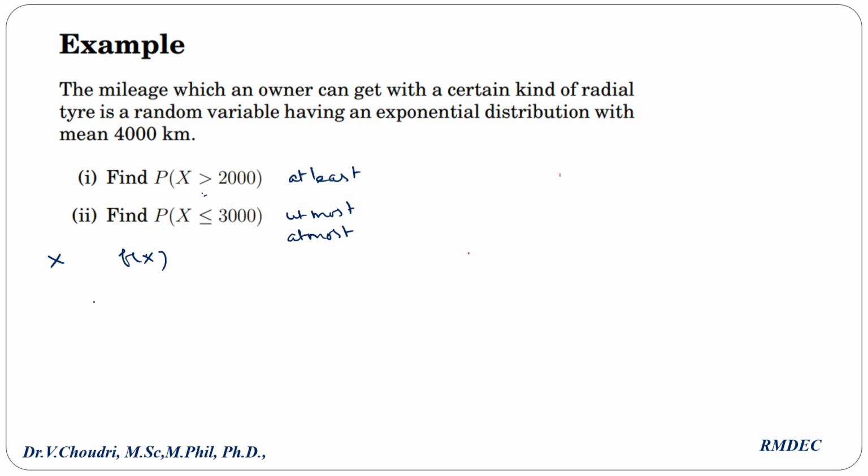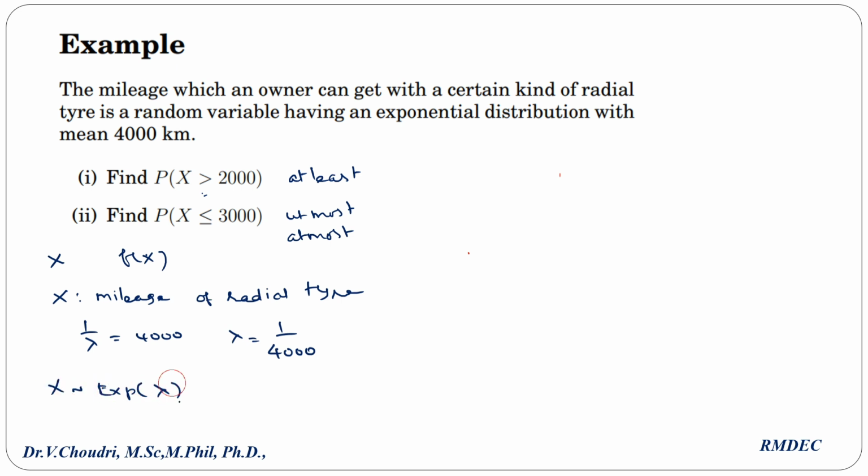Here, what is x? X is the mileage of the radial tire. So with the exponential distribution, the mean is 1 by lambda equal to 4000, so lambda equal to 1 by 4000. So clearly x follows exponential distribution with the parameter lambda.